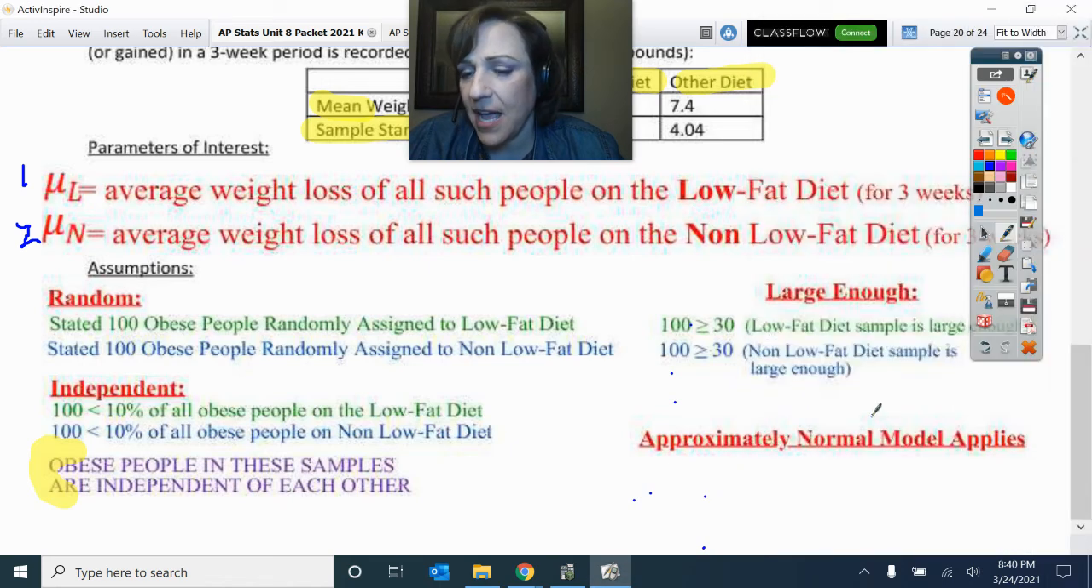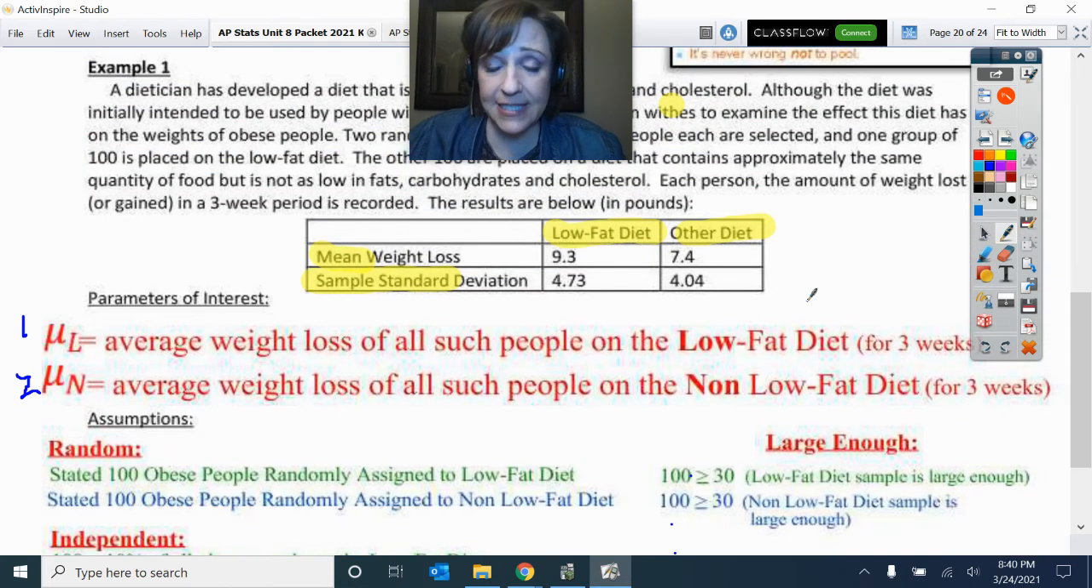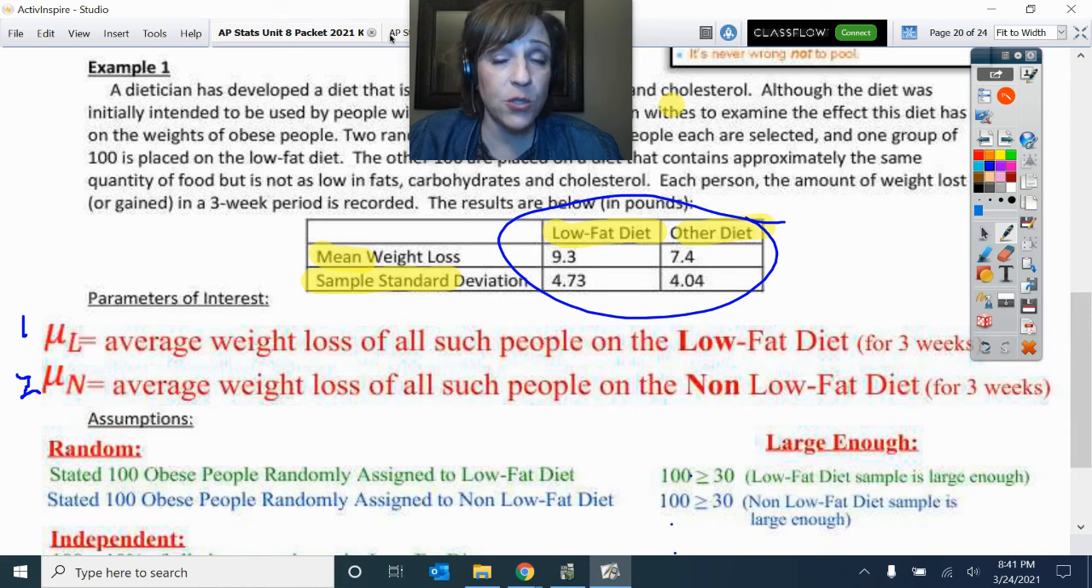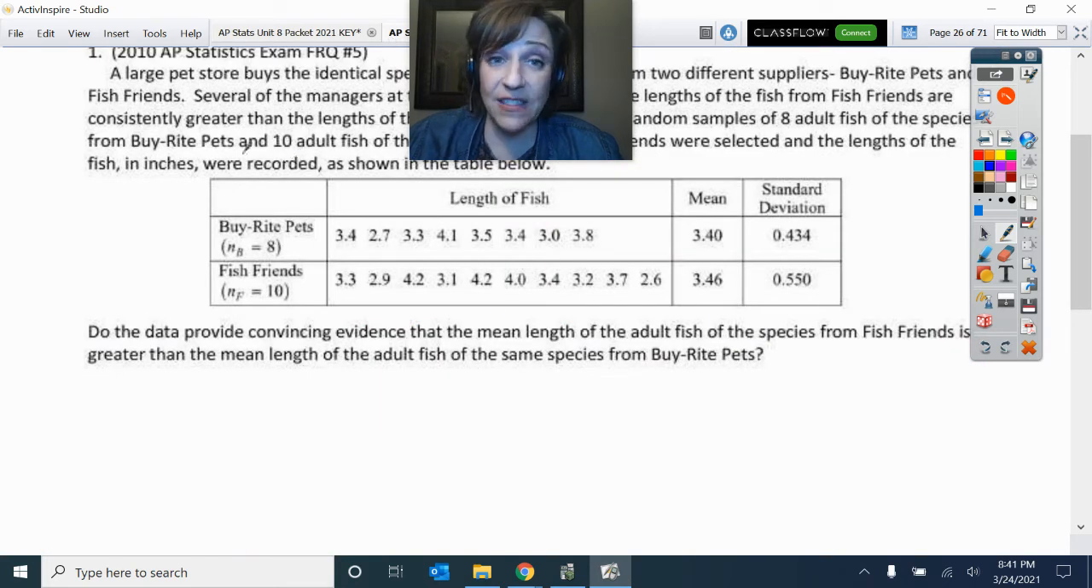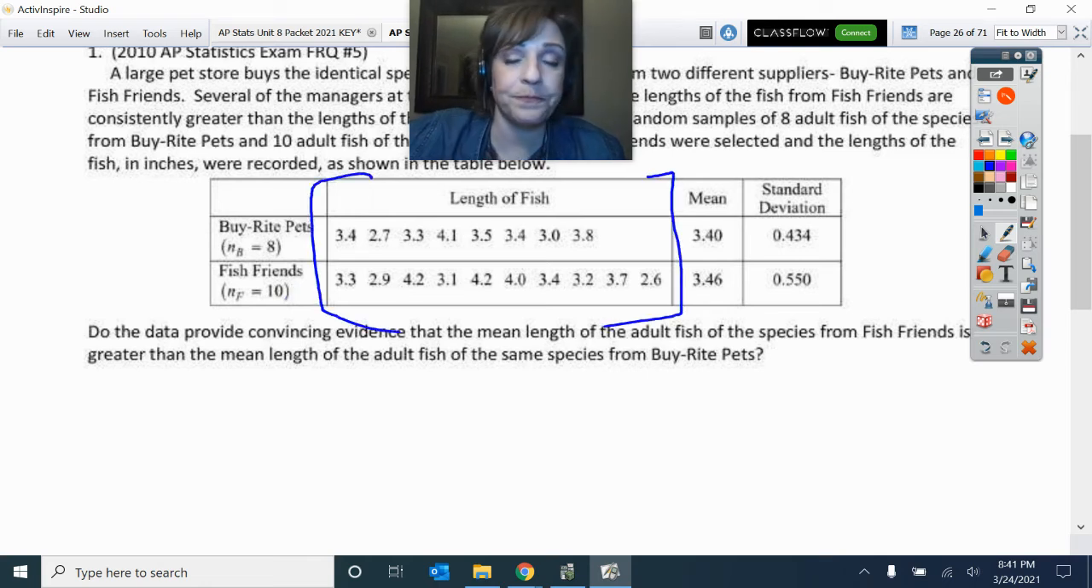If instead of being given these summary statistics here, you were given individual pieces of data like the first problem on your homework, your assignment. So this problem had two small samples, a sample size of 8 and a sample size of 10, and you had all the individual data.